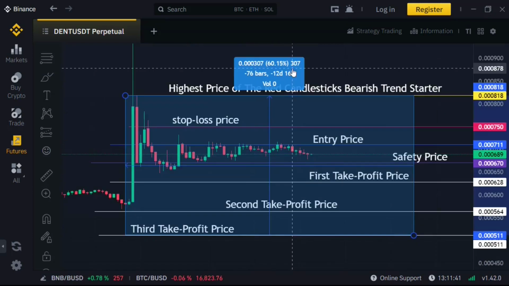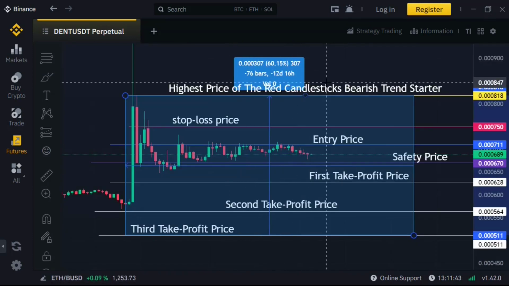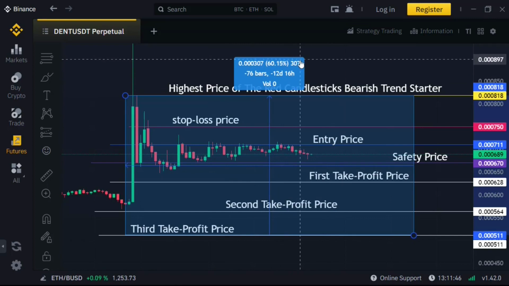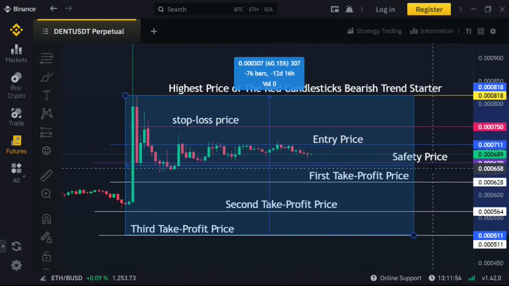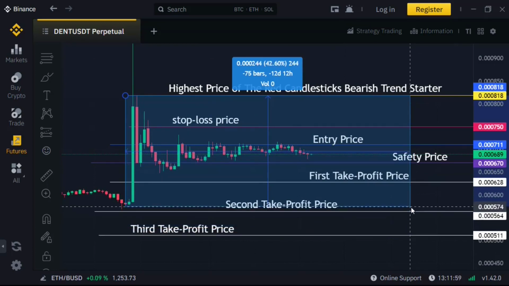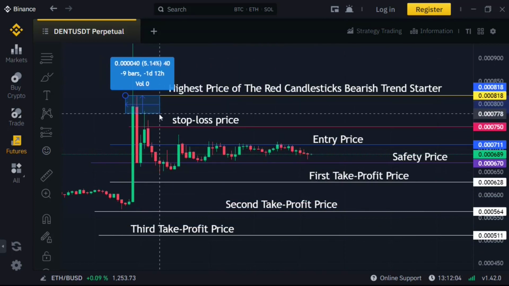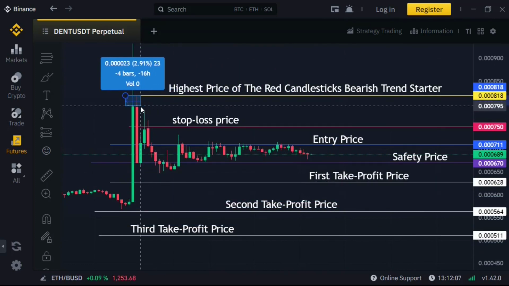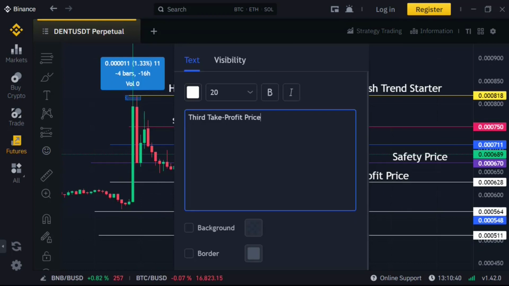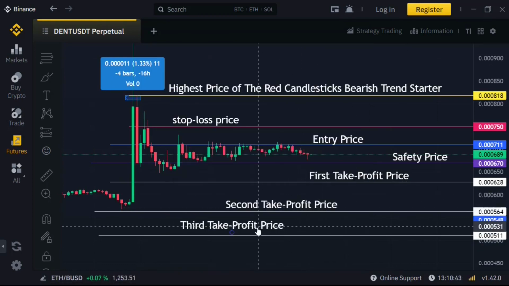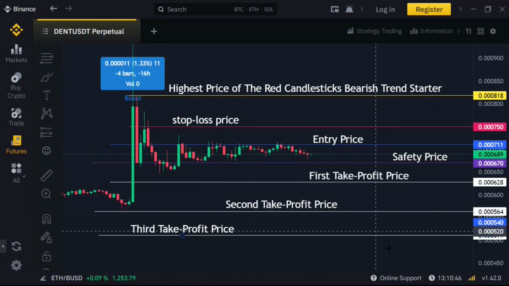0.000511 cent. So as you can see on the candlestick price chart data, your entry price is at the 15% of the most current bearish trend section, which is 0.000711 cent. And your stop loss price will be at the 9% of the most current bearish trend section, which is 0.000750 cent. And your safety price is at the 22% of the most current bearish trend section, which is 0.000670 cent.